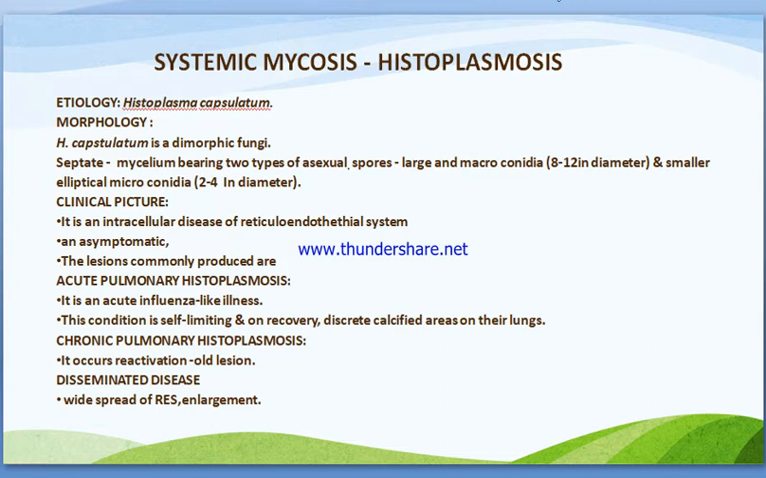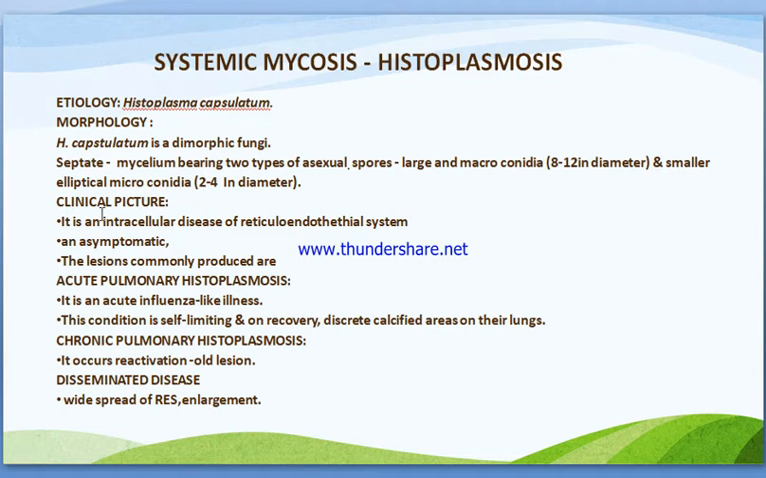These septate hyphae produce 2 types of asexual spores. The first one is the large and round macroconidia, and the other one is the small elliptical microconidia. The large macroconidia range from 8 to 12 μm in diameter, and the small conidia range from 2 to 4 μm in diameter.